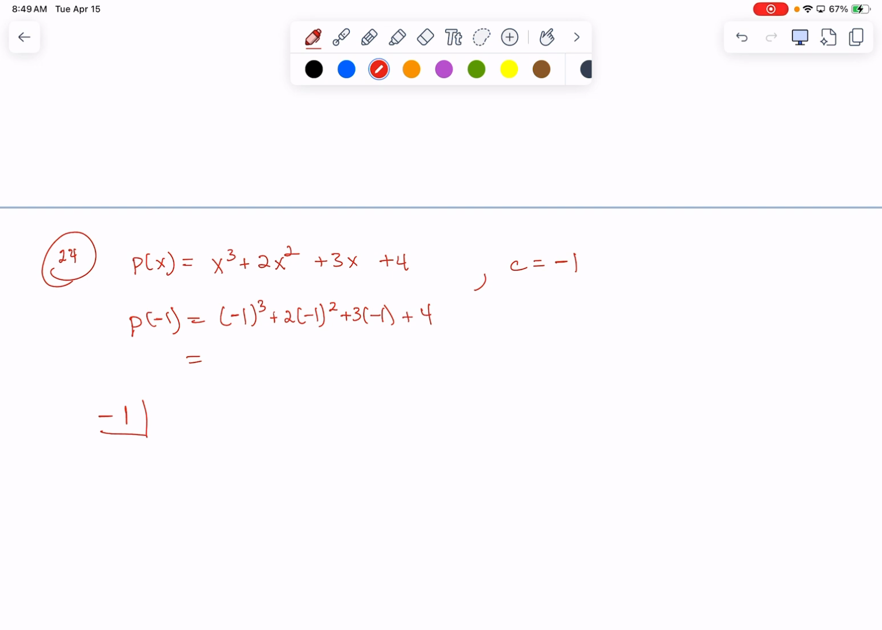So what are the coefficients? 1, 2, 3, 4. All right, what do we do first? Drop the 1. Here we go. What's 1 times -1? Add it to the next one. What do we get? 1. What's 1 times -1? -1. Two.